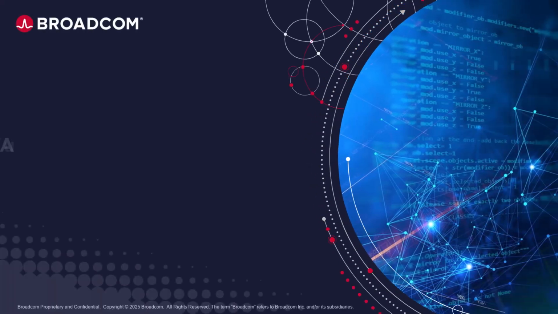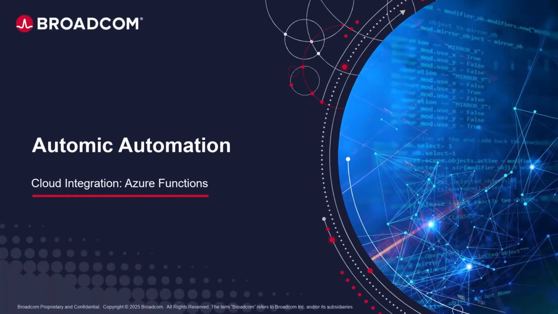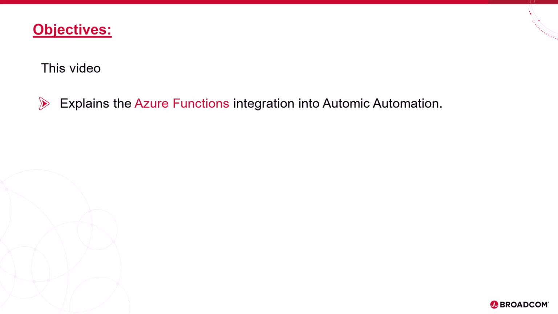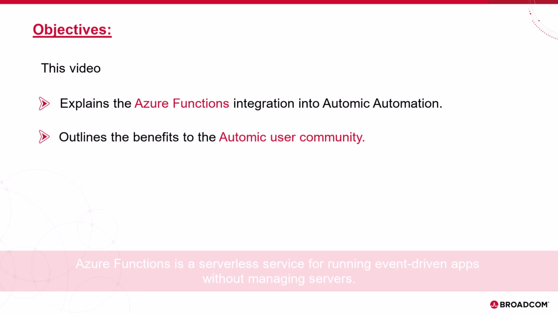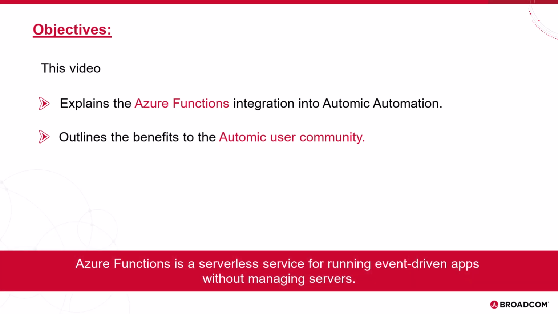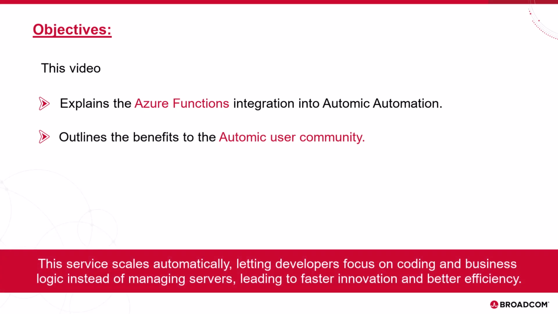Welcome to this video on the Automic Automation Azure Functions integration solution. In this video, we will explain the Azure Functions cloud integration and what it brings to the Automic Automation user community. Azure Functions is a serverless computing service that allows developers to build event-driven applications without managing infrastructure or servers. This service scales to meet demand, enabling development teams to focus on writing code and business logic rather than managing servers. As a result, it leads to faster innovation cycles and improved operational efficiency.